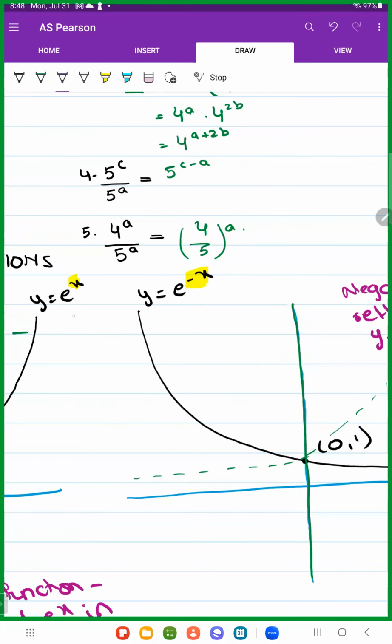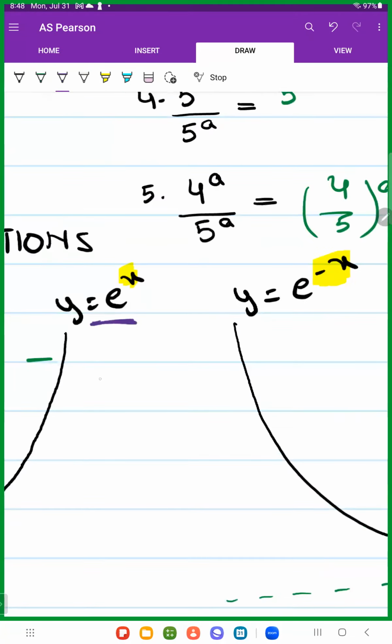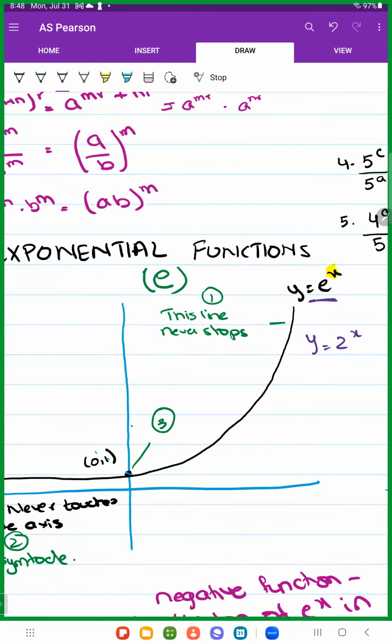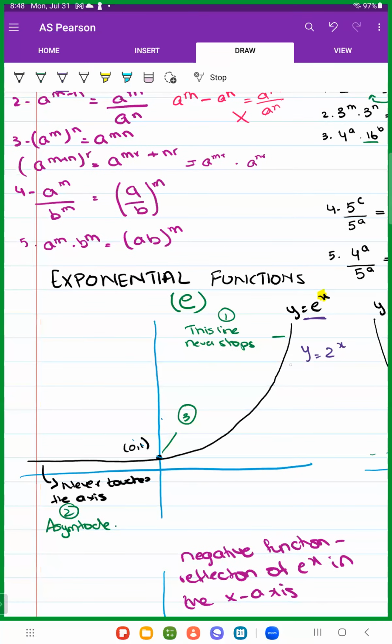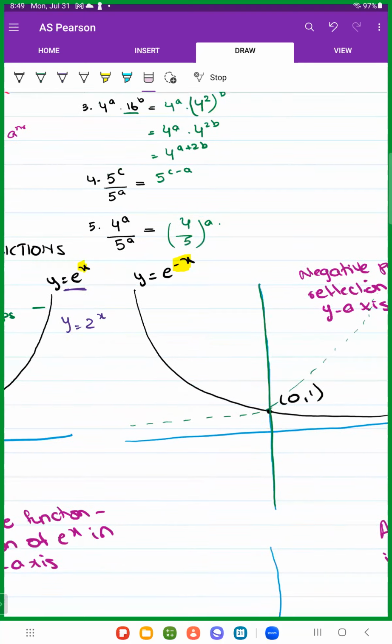While we're talking about this, this is for all exponentials. It will not only work for e. Even if they give you a graph for y equals 2 to the x, this would be the same graph, or y equals 3 to the x. As long as there is a power, it will be the same graph. If it's a positive power, this would be the shape. If there's a negative power, it will reflect in the y-axis. Understand? Okay.